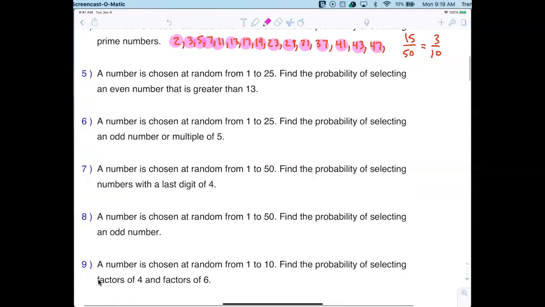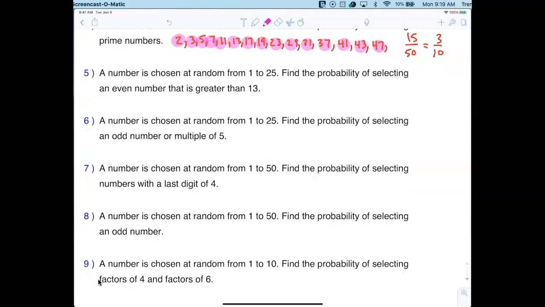A number is chosen from 1 to 25. Find the probability of selecting an even number that is greater than 13. So an even number greater than 13, so I probably should start at what? 14. So everybody should write down 14. 14, and then what? 16. And then what? 18, 20, 22. All right, 6 out of 25.